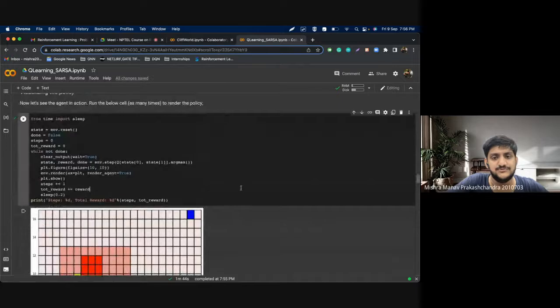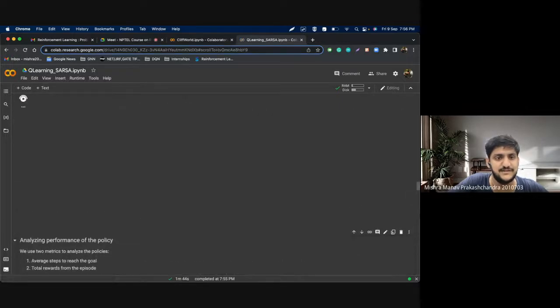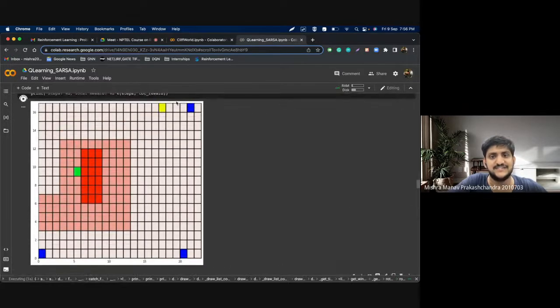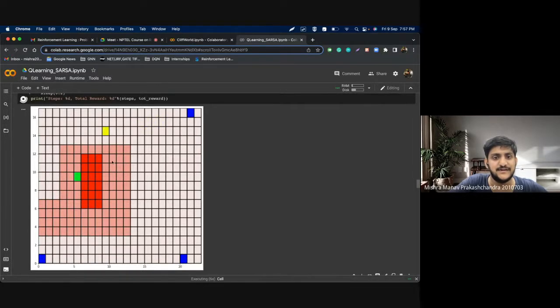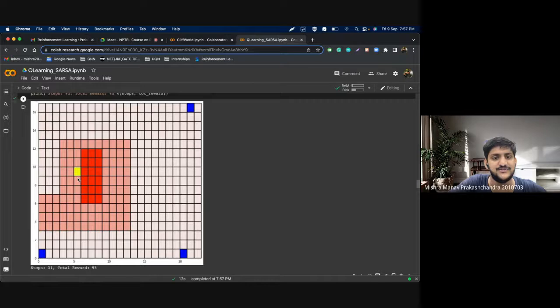And just to see the visualization, the agent starts here. Instead of just going in this direction, the agent takes a more conservative path and tries to reach the goal like this. So it took a total of 31 steps and got a reward of minus 95.